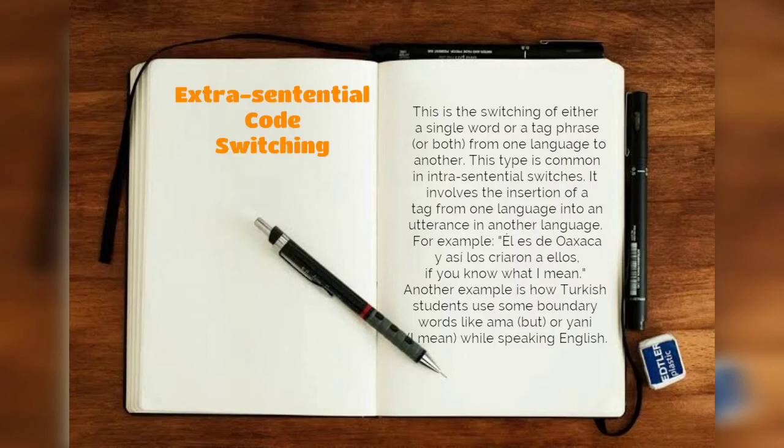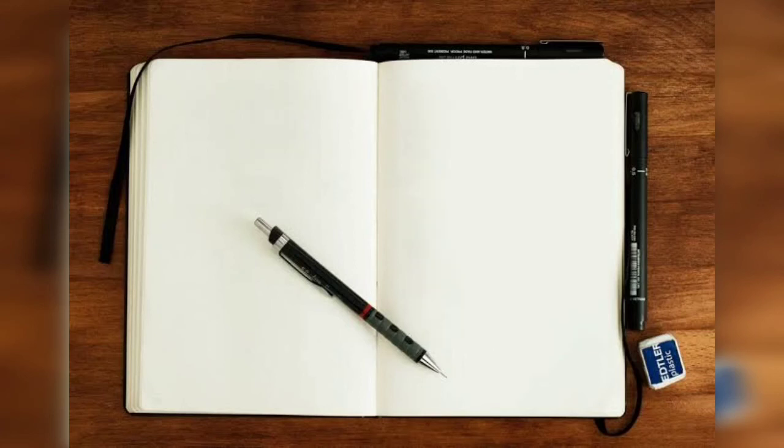For example, eles de Oaxaca y así los criaron a los, if you know what I mean. Another example is how Turkish students use some boundary words like ama, but, or yani, while speaking English.